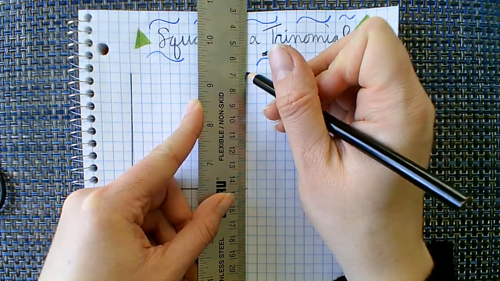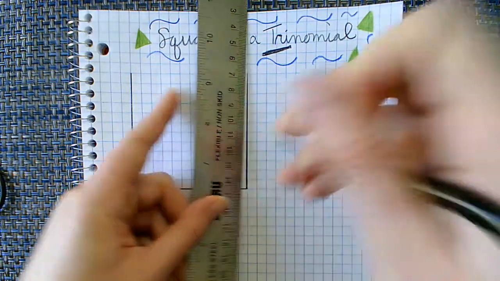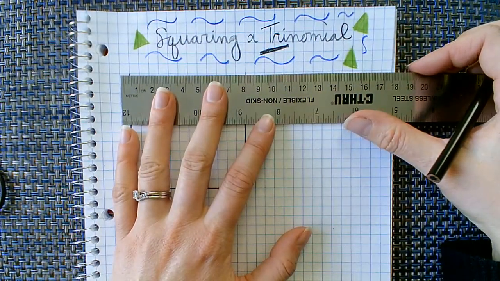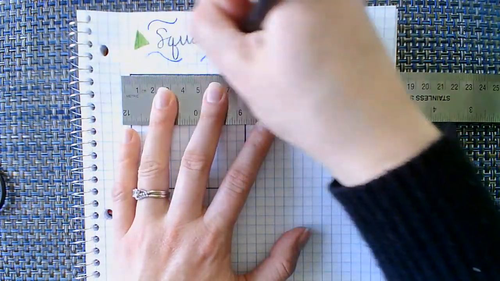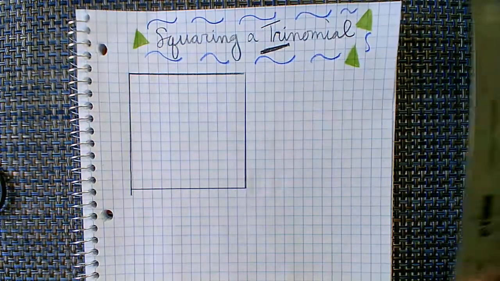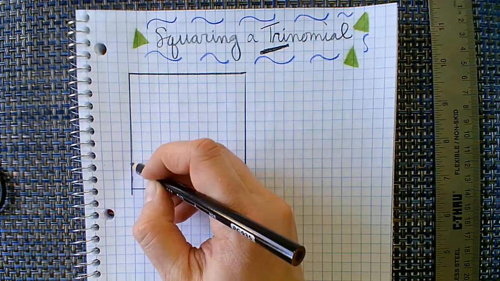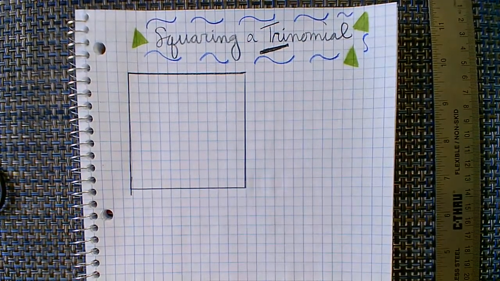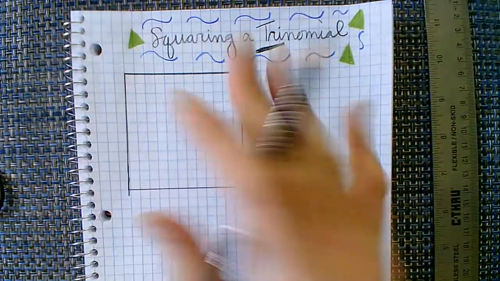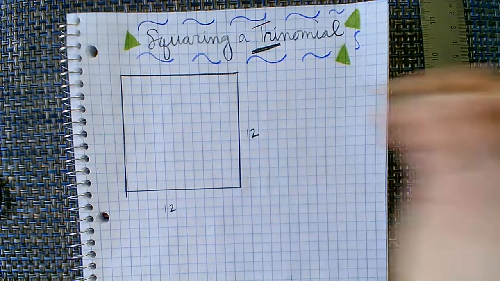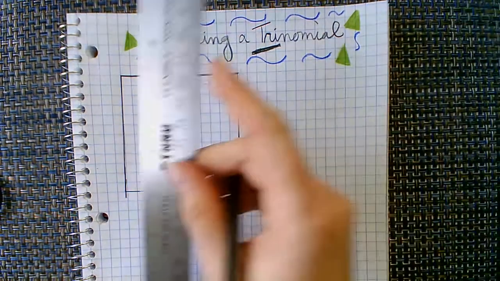Always making sure to use a ruler or straight edge to draw your square, otherwise it's messy, and you won't actually have a square, you'd have some sort of random other shape. 4-sided, but wouldn't be straight lines. Okay, so now that I have my square, it's a 12 by 12 square. I'm going to split it into parts.